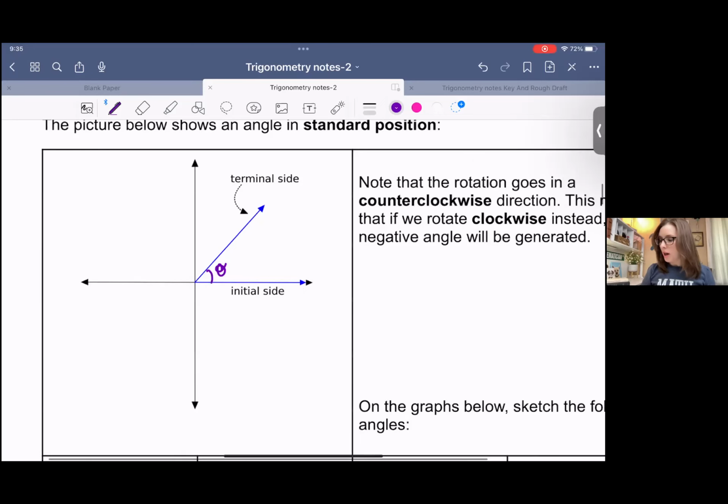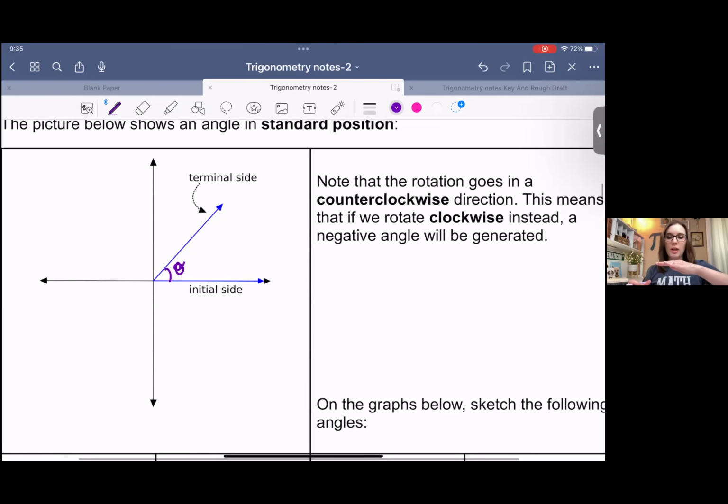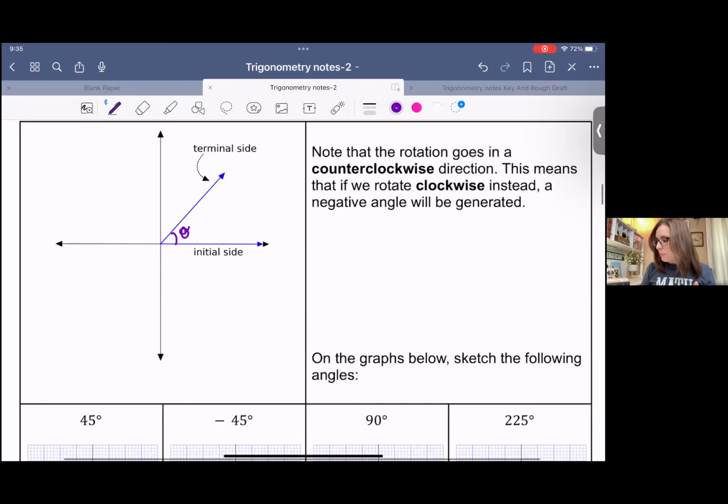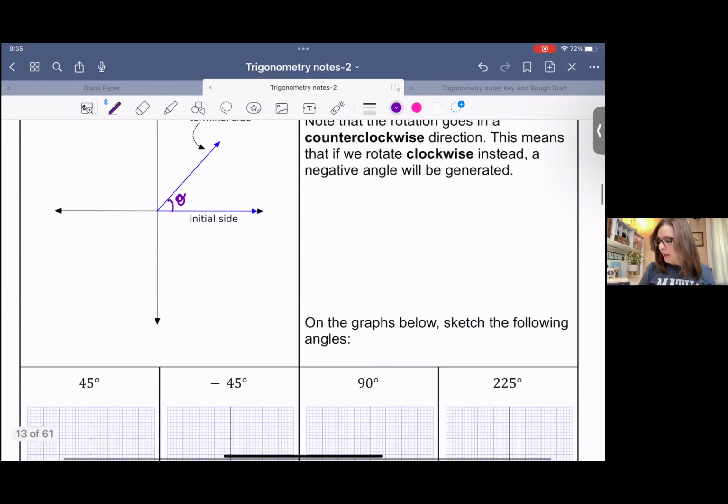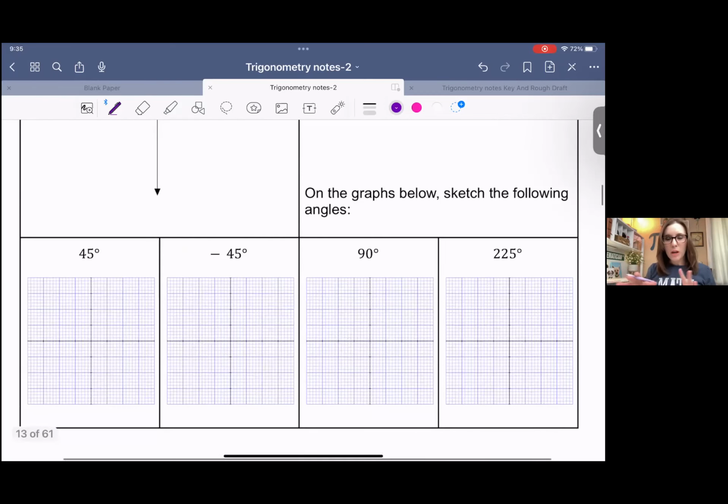And the terminal side, the rotation goes in a counterclockwise direction, so opposite of a clock direction. That means if we rotate the other way, clockwise, we end up with a negative angle measure. So let's look at a couple examples. We want to sketch the following angles, and we're just sketching. We don't have to measure. We're just getting close enough, basically.